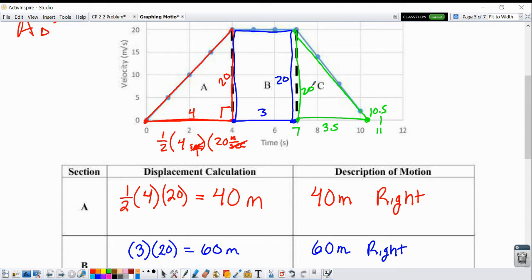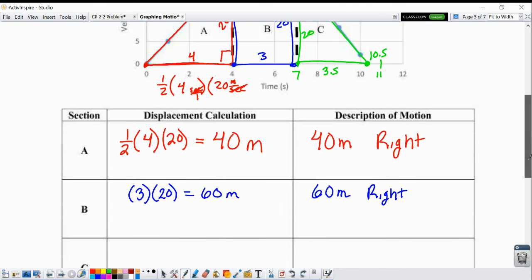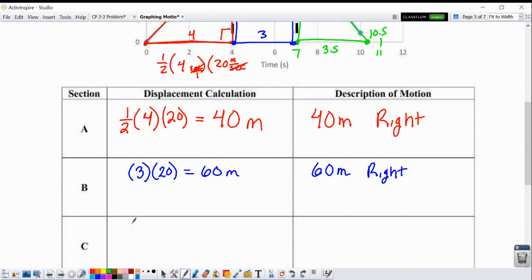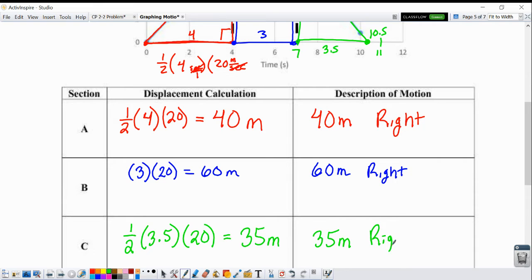That was easy. So we need 1/2 of the base, 3.5, times the height, which is 20. Okay? We will get 35 meters. And again, because it's above the x-axis, that is 35 meters to the right.